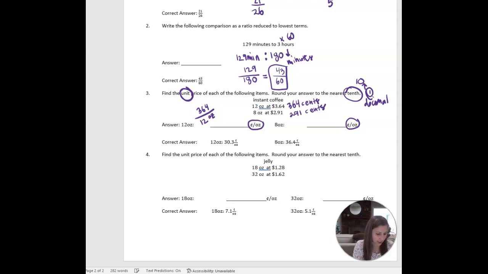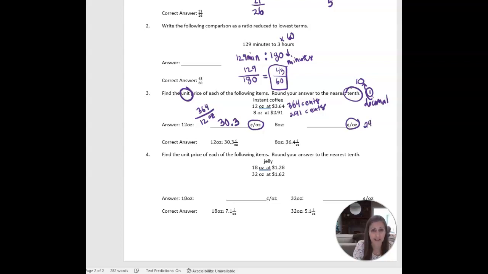So you'll put this in your calculator, 364 divided by 12, and you're getting 30.3. We're not talking about dollars now. It's 30.3 cents per ounce. Okay? The other one, we have to put our cents on the top because cents came first.